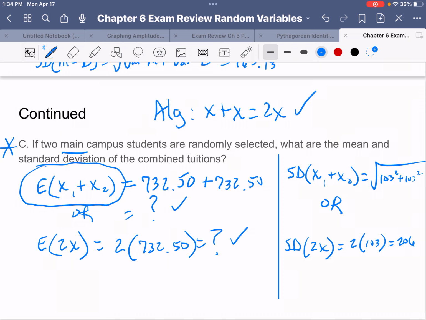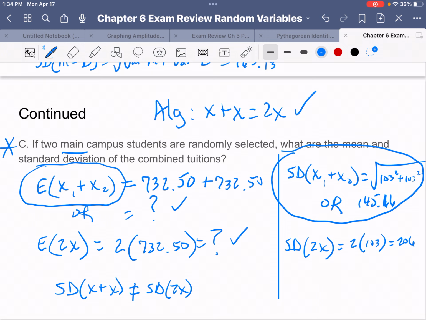Well, let's see what the other answer turns out to be. 103 squared plus another 103 squared, and the square root of that is 145.66. So notice that the standard deviation of x plus x is not equal to the standard deviation of 2x. So it's really important that you understand in this problem, this is the correct answer. We were looking for the standard deviation of student 1 plus student 2.